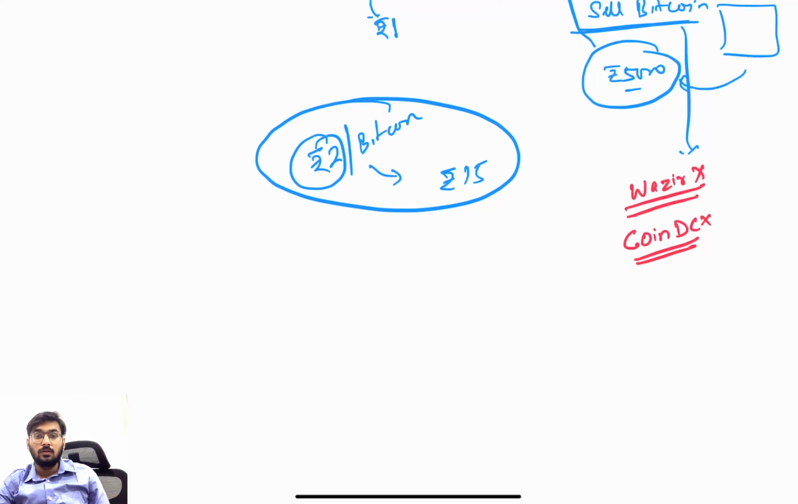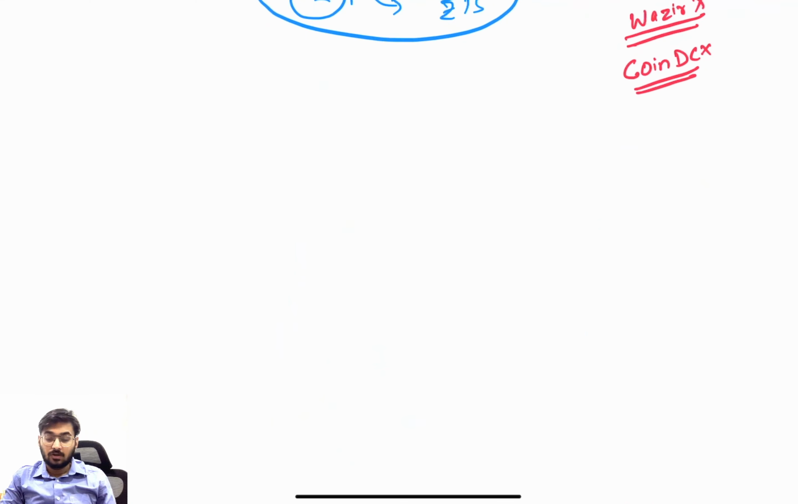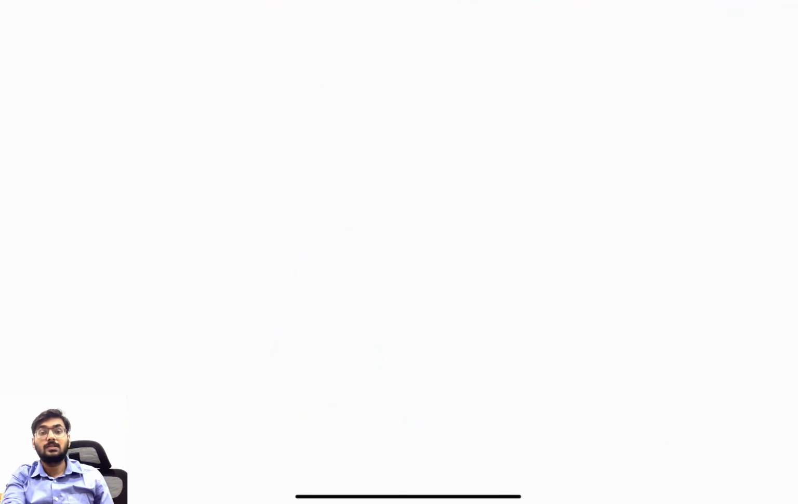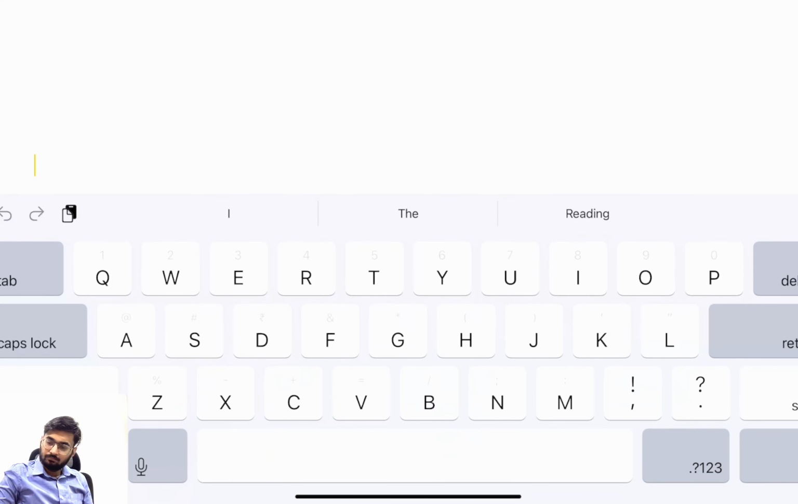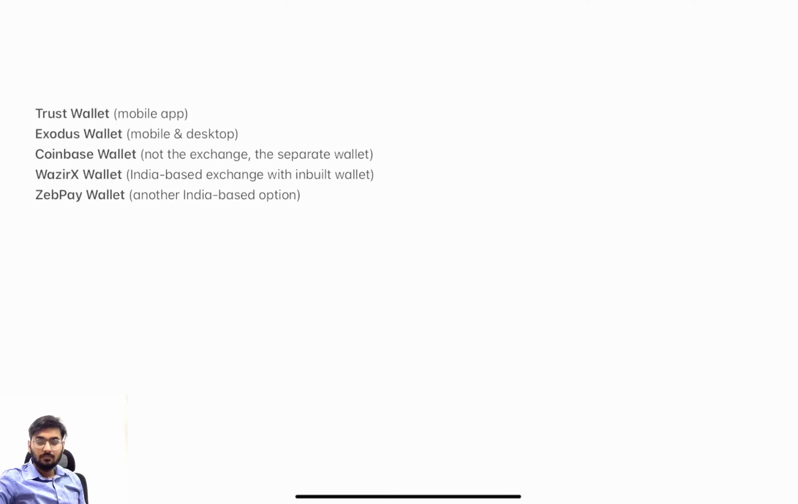Clear? Now wallet. Let us come to this wallet. Where will I get this wallet? Now you see that there are many wallets. And I'll share a few examples over here. Okay, so write down the names of some popular wallets. Okay, number 1, hopefully you can see on the screen. It is Trust Wallet.